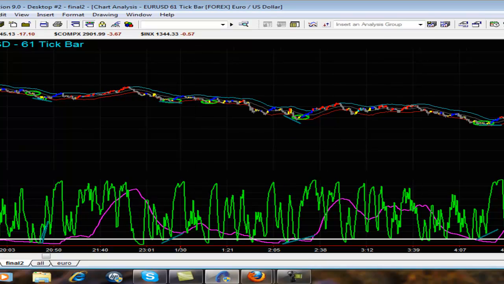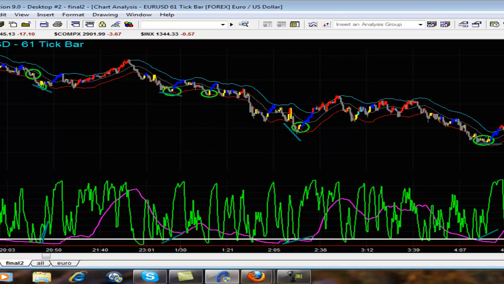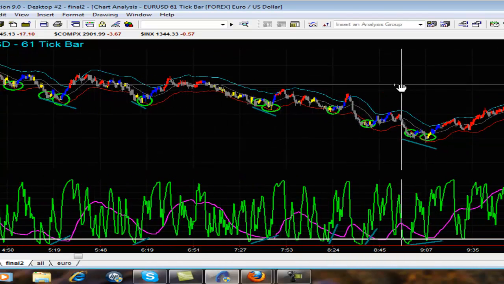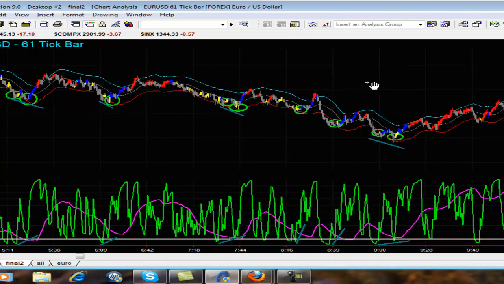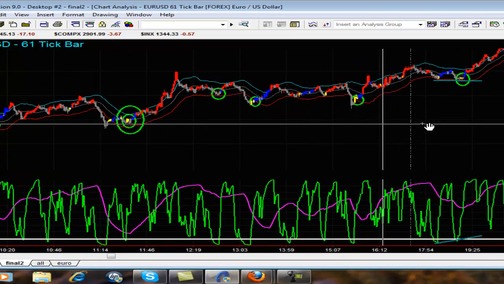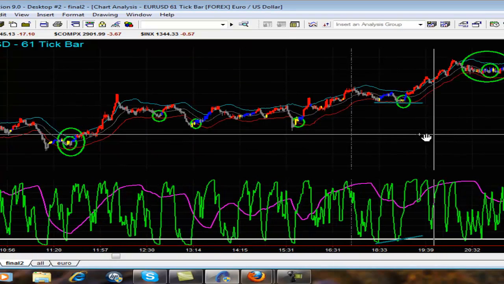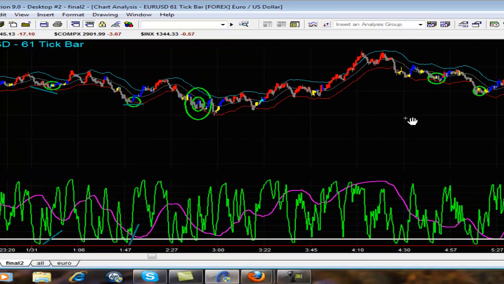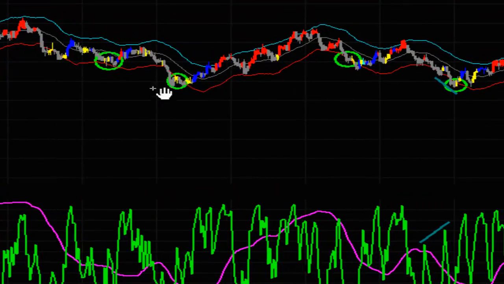So let's look at these again real quick before we let go here. See, all these trades here were taken at good levels. All fairly safe trades to make money on.